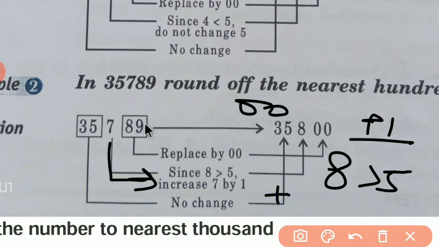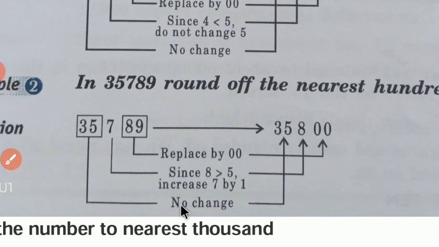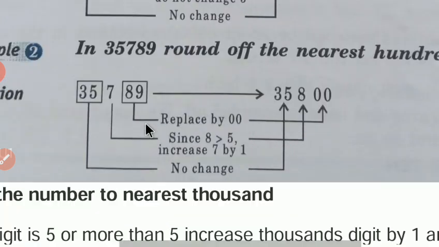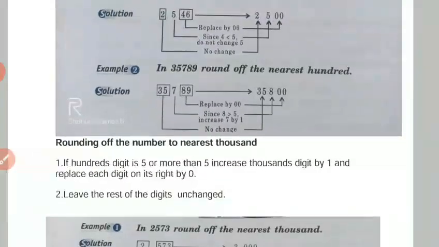and you have to increase 7 by +1 because 8 is greater than 5, and by the rule, if at the tens place any digit is greater than 5, then you have to increase the hundreds digit by +1. So 7 + 1 is 8, and 35 will be as it is, there will be no change. So you can see that 35,800 is near to 35,789. I hope you have understood this one.